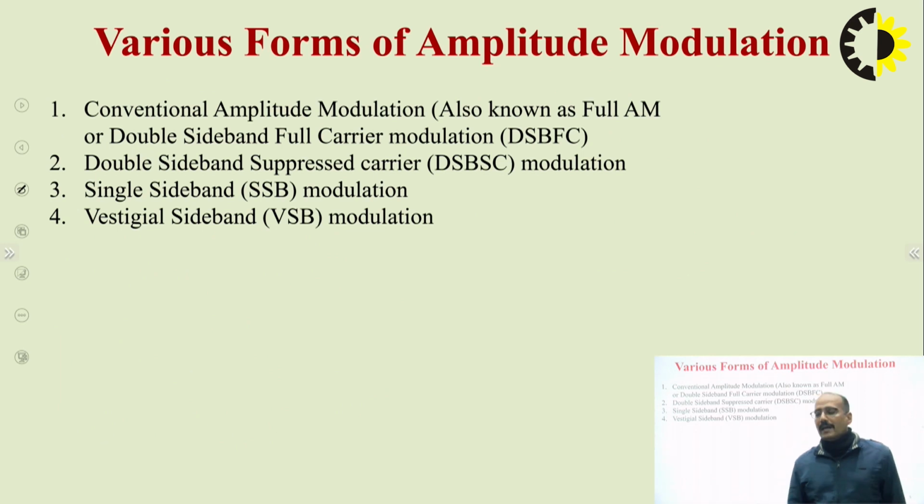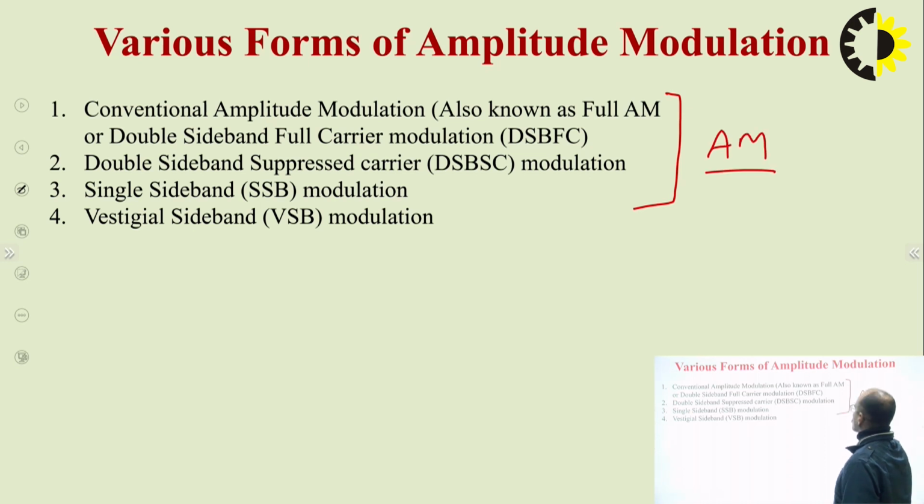Now as per this, there are 4 types of amplitude modulated signals. The first one is conventional amplitude modulation or double sideband full carrier. The second one is double sideband suppressed carrier, then single sideband modulation, and vestigial sideband modulation. These are the 4 types of amplitude modulation. So in this, how are you going to decide?